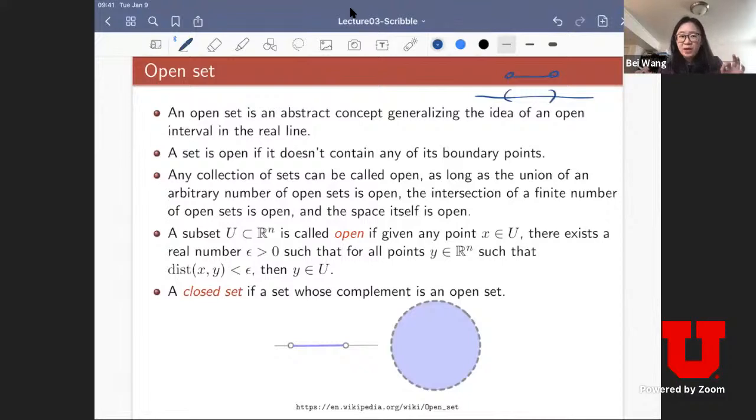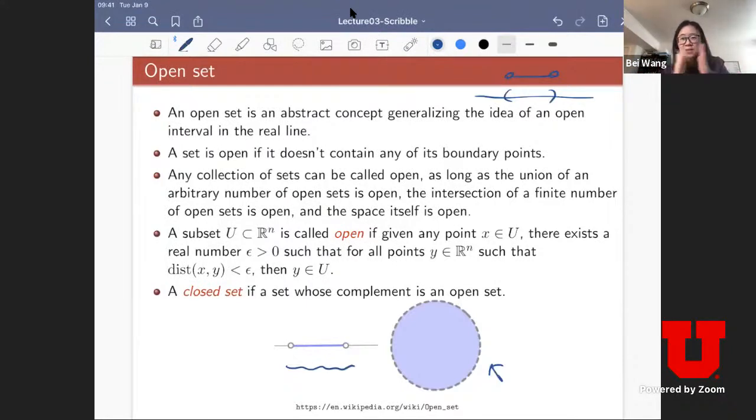A set is open if it does not contain any of its boundary points. So the picture I drew on the left here is an open interval. The picture on the right is an open disk. It's a dotted line because that dotted line represents that it does not include all its boundary. That's why it's open.